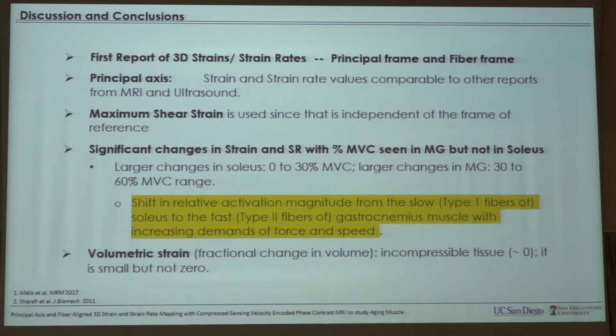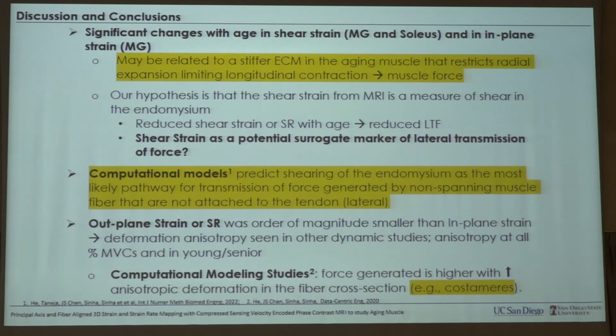That's because of the preponderance of type 1 slow versus type 2 fast types of fibers, and we see that in our results. Importantly, the significant changes with age are in the shear strain in both the muscle compartments, and in the in-plane only in the MG. On the other side, in the soleus, it is also there, but not statistically too significant.